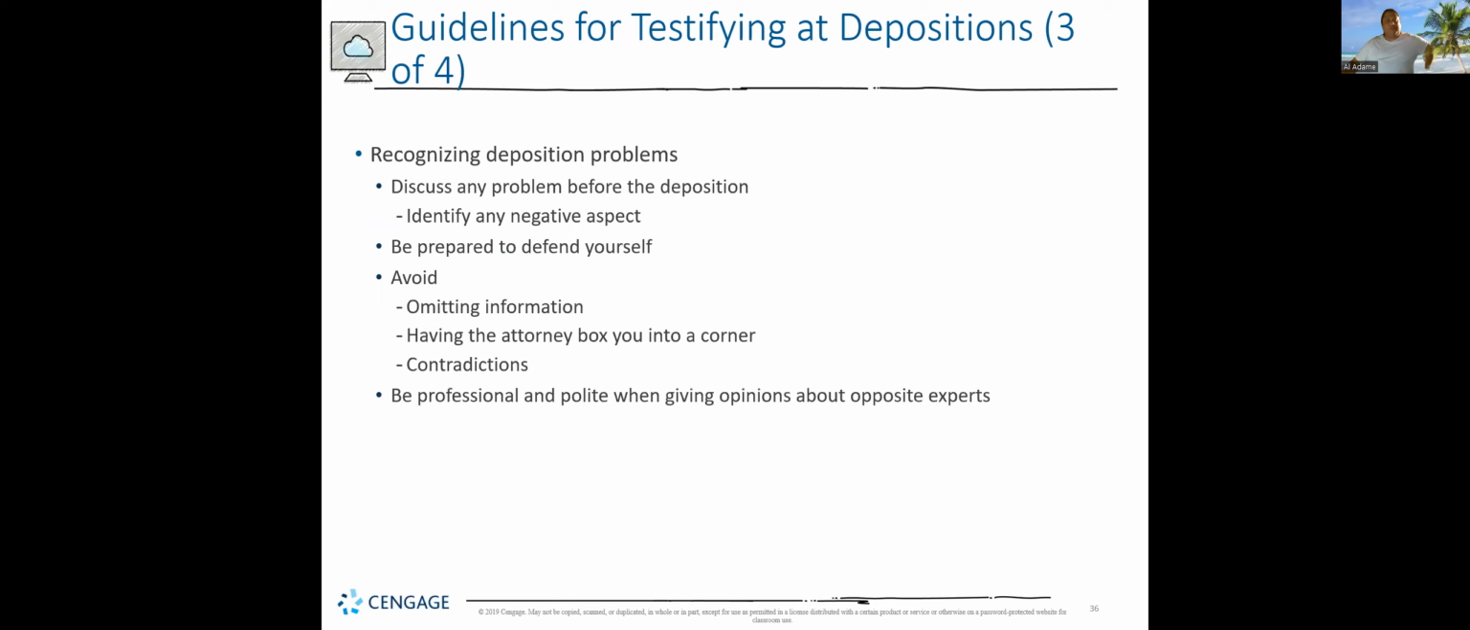Recognizing deposition problems. Discuss any problem before the deposition. Identify any negative aspect. Be prepared to defend yourself. Avoid omitting information. That's withholding information, and that's technically illegal. Having the attorney boxed into a corner. Contradictions. Be professional and polite when giving opinions about opposing experts.